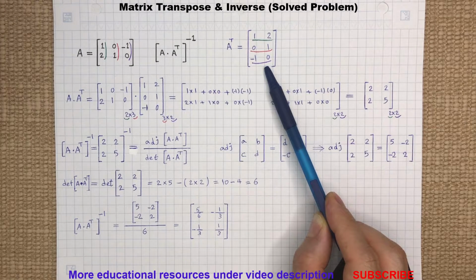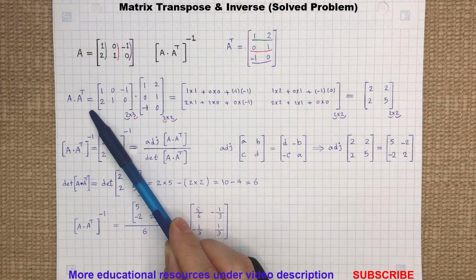The transpose of the matrix A is going to be a 3 by 2 matrix where all the columns of the matrix A become rows in the transposed matrix. The next step is to multiply A by the transpose of A.